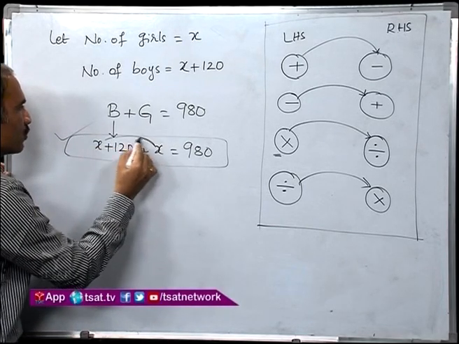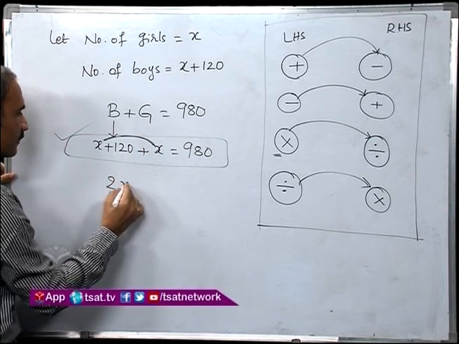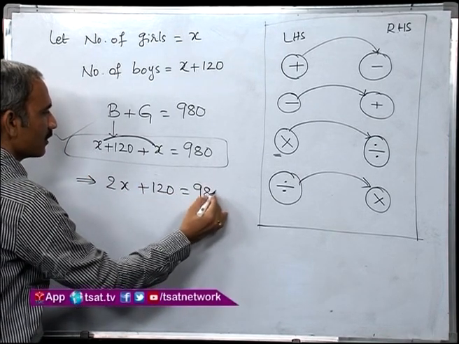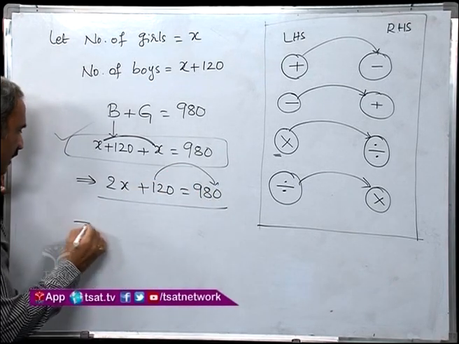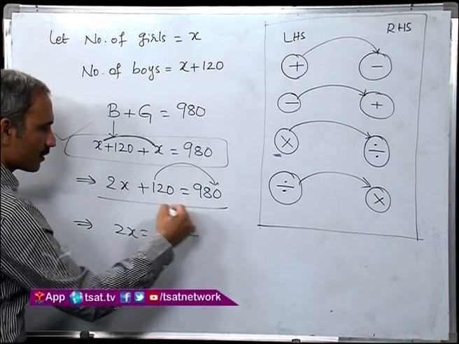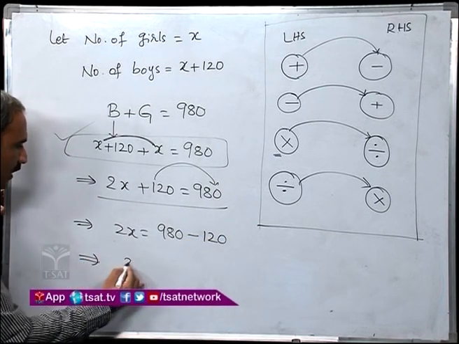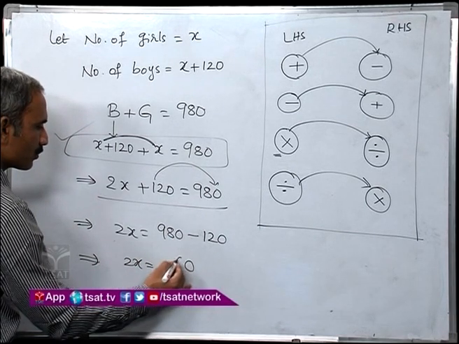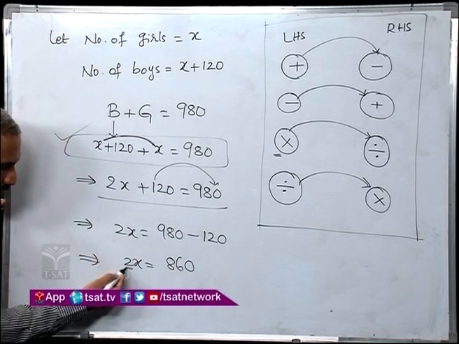Now, here these two are like terms. We can add like terms. x plus x is 2x, and we have the constant 120, which equals 980. Now, this is a simple equation. We can take plus 120 to this side. If a plus quantity goes to the other side, it becomes a minus quantity. That means 2x is equal to 980 minus 120, that is 860.